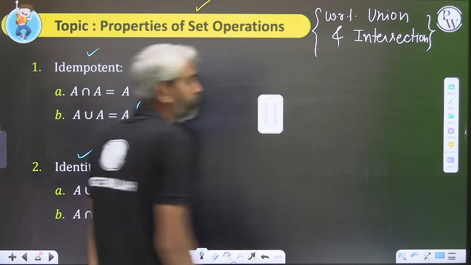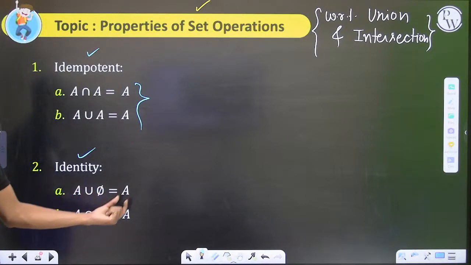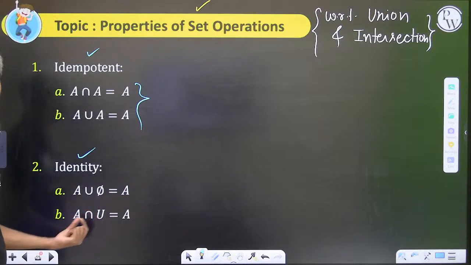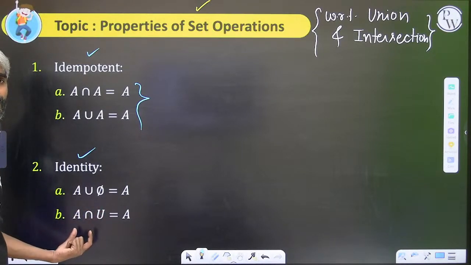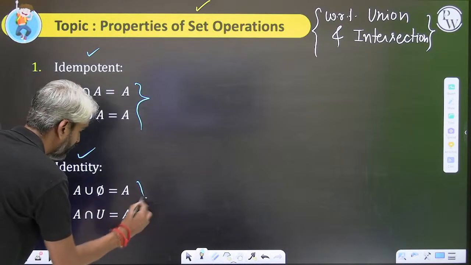So A union with phi will be A. Similarly, A intersection with the universal set: all the elements of A will also be part of the universal set. So ultimately when you perform the intersection, you will get the same set A. Clear? So this is the identity law.